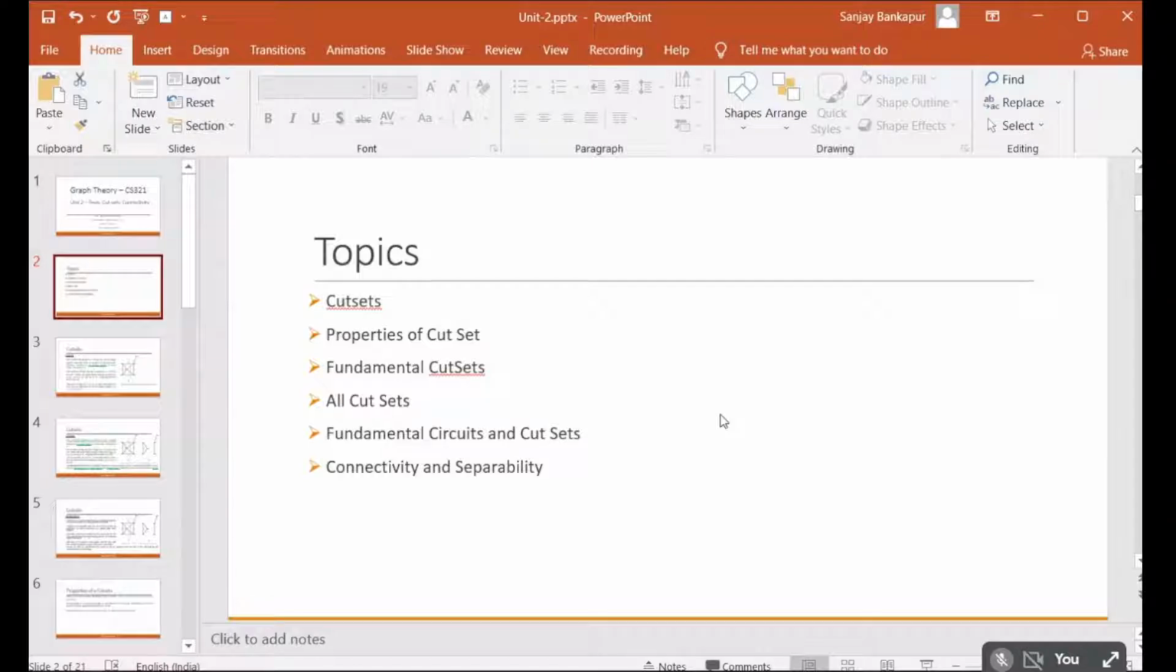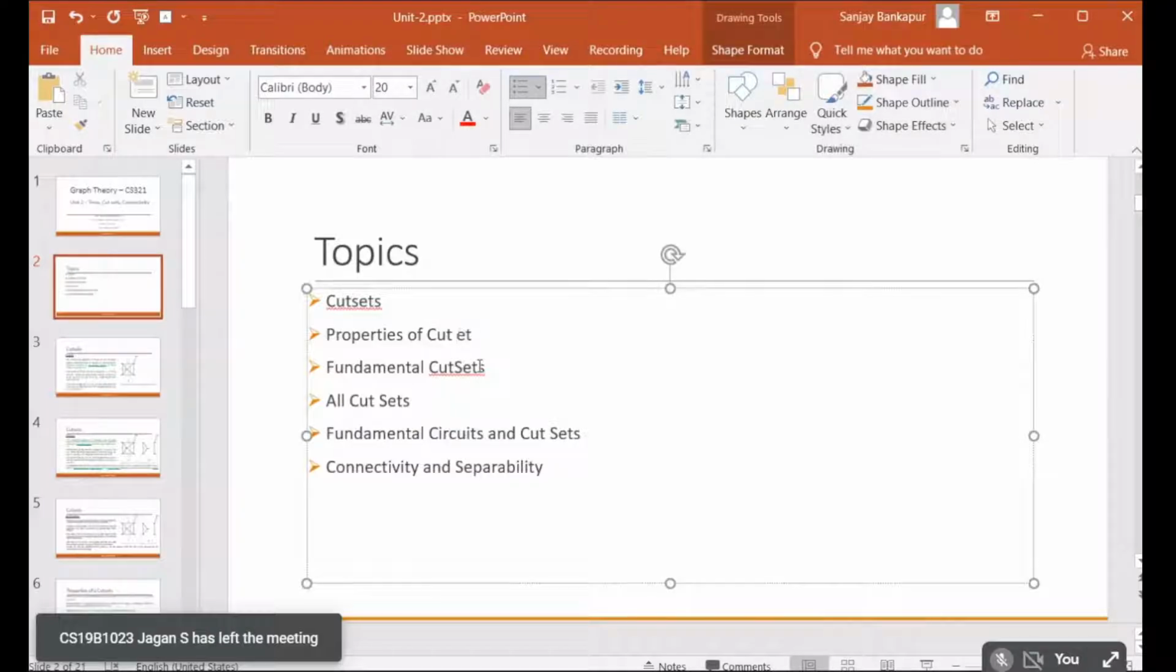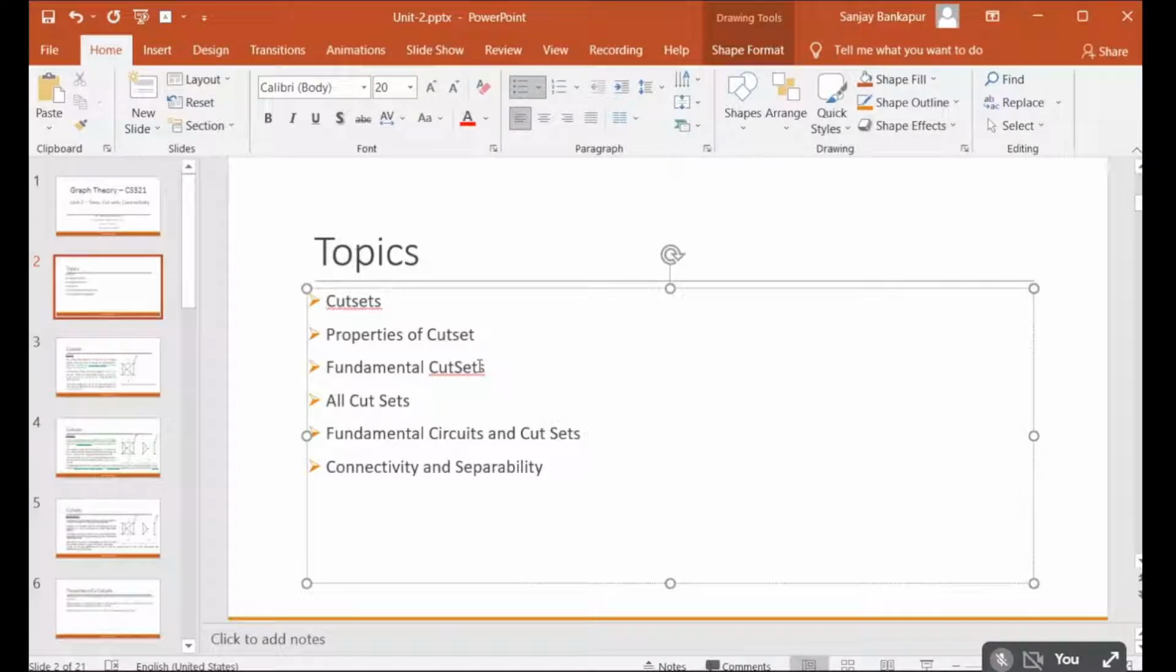In today's agenda, I will cover what cut sets are, properties of a cut set. It's a single word. And fundamental cut sets, similar to the fundamental circuit, so similarly, fundamental cut sets and all cut sets. How to find all cut sets, and if time permits, connectivity and separability, we'll go through.